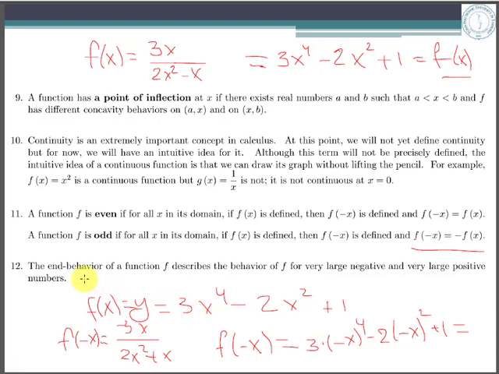And the next one is the end behavior. The end behavior of a function f describes the behavior of f for very large negative and very large positive numbers. This was the last step for analyzing the function.